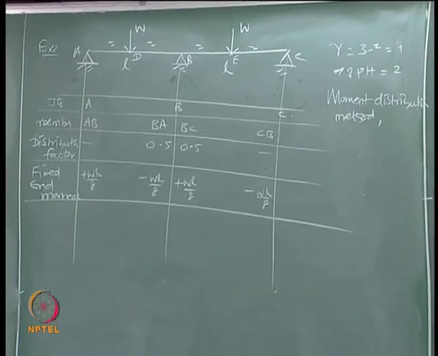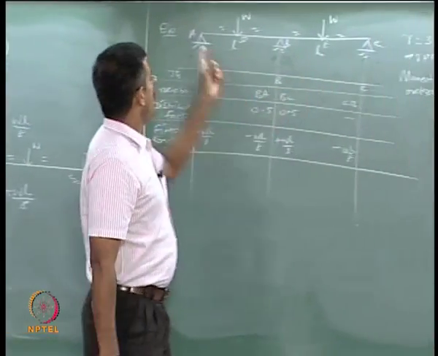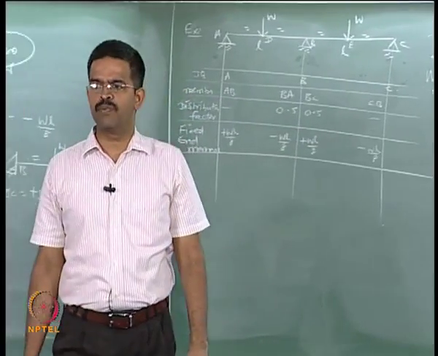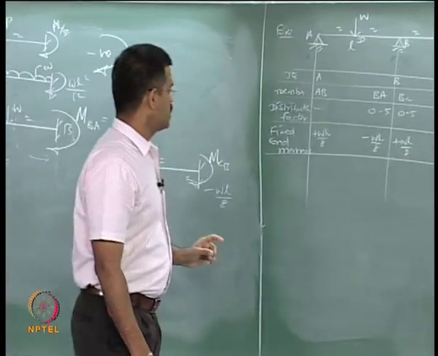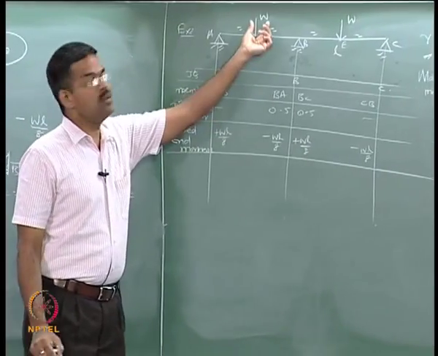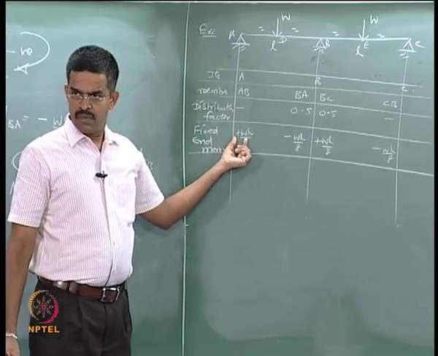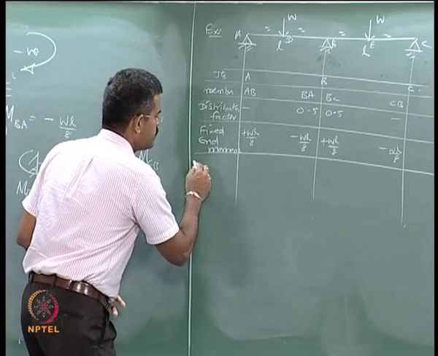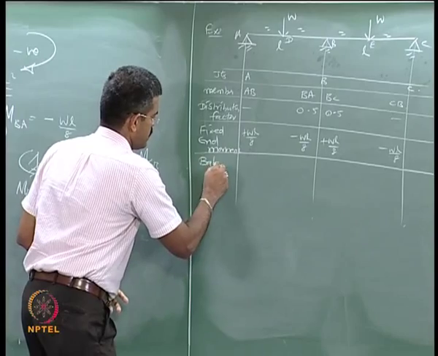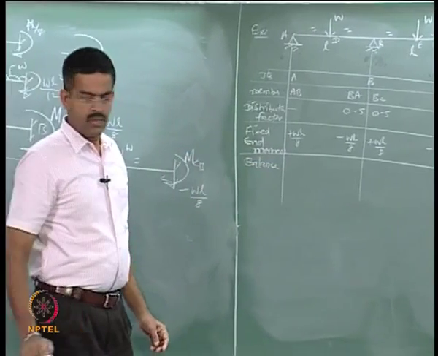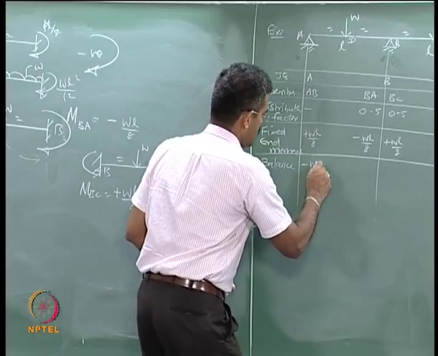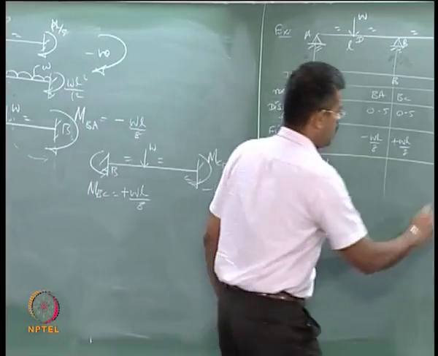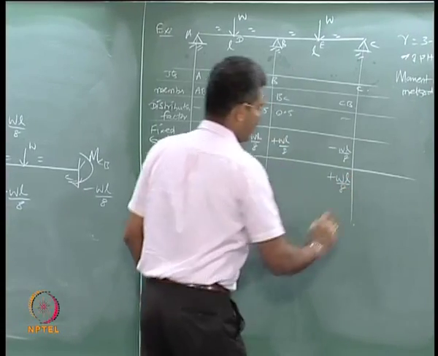In the original beam, joint A and C were simply supported. What are the moments at a simply supported joint or a support? They are 0, whereas the fixed end moment caused by this load at A is plus WL by 8, is it not? So, I have to make it 0. So, I must balance. If it is plus WL by 8, I must say minus WL by 8 to make it 0. Similarly, this will be plus WL by 8. Do you agree?